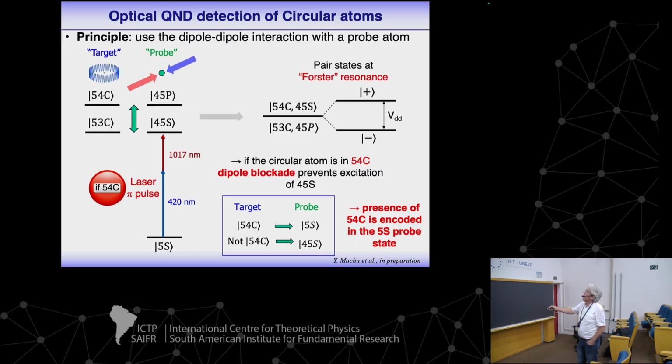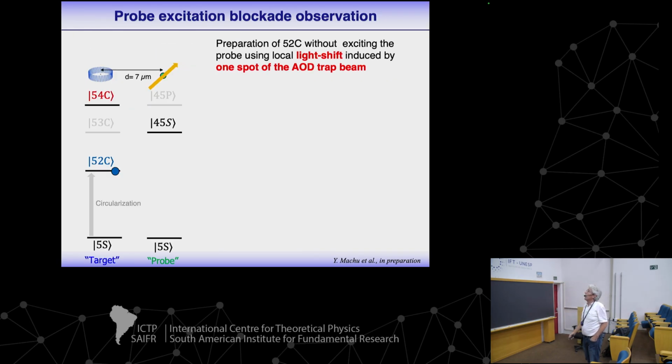And then, the truth table of this interaction is that if the target is in the 54 state, it leads to blockade and the probe remains in 5S, whereas if you do not have a 54C, which in the experiment will correspond to 52C, then the probe will disappear, will be promoted to the Rydberg level and lost when you switch on the Gaussian trap again.